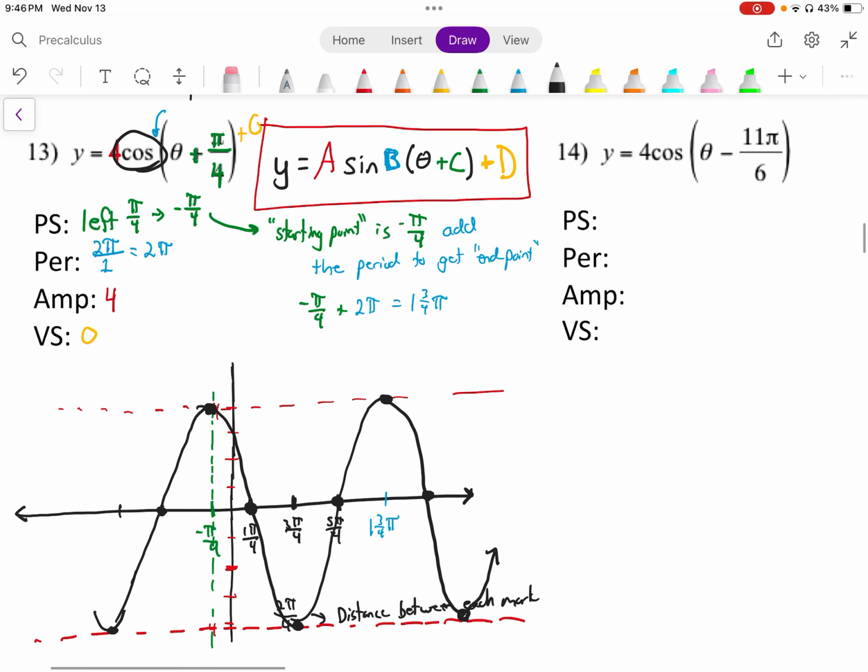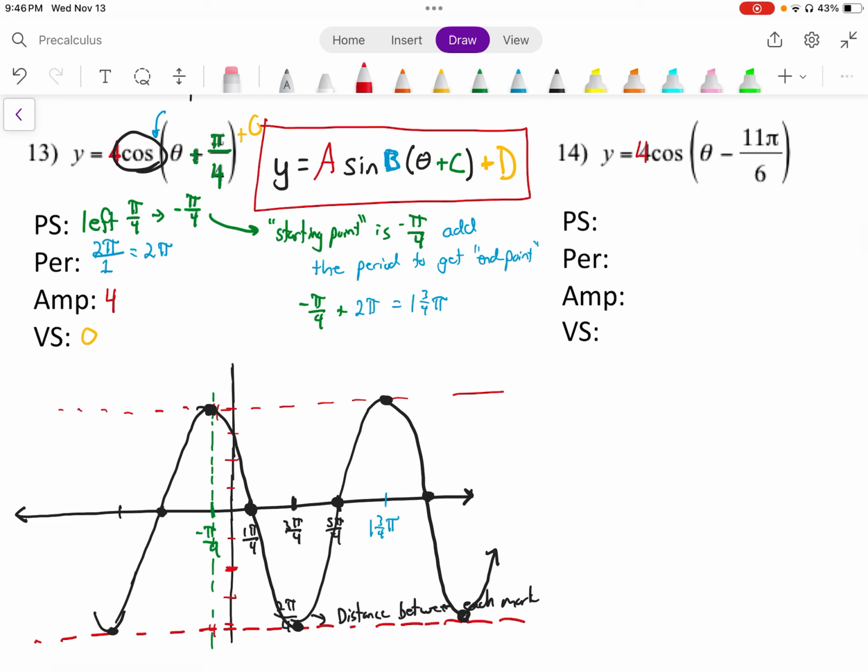All right, number 14. This 4, again, has to do with our amplitude. Negative 11 pi over 6. Oops, that should be in green, right? So negative 11 pi over 6. Our phase shift is going to be 11 pi over 6, because that's what's added or subtracted to theta. Our period is 2 pi, because that's just a coefficient of 1. Amplitude is the red 4 there, and vertical shift is 0.